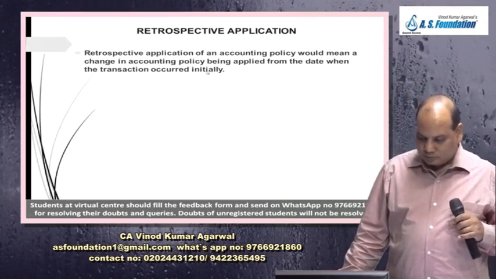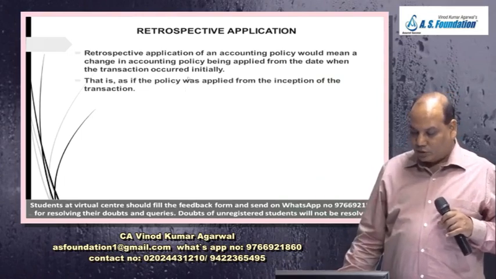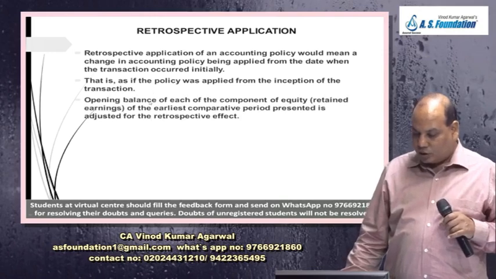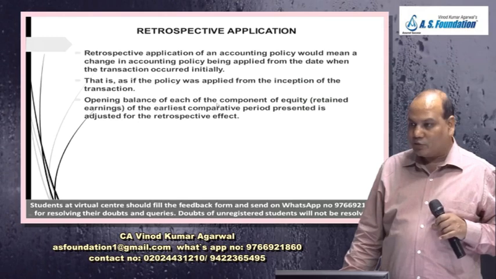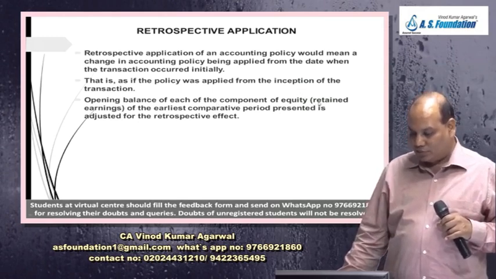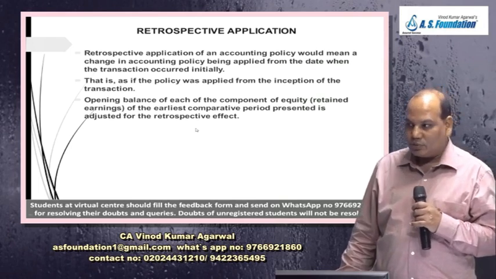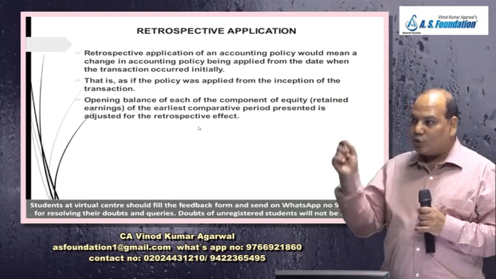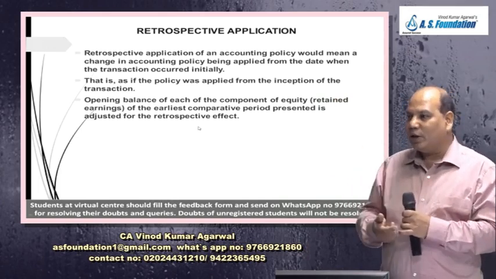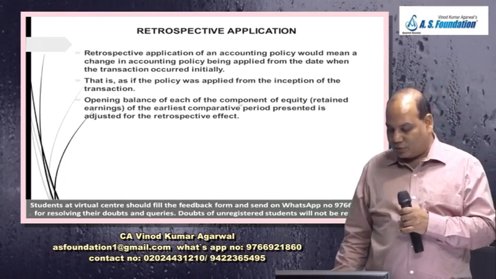Next is retrospective application that we have discussed, as if the accounting policies were applied from the beginning when the transaction had occurred initially. So now you have changed the accounting policy and you have to give retrospective effect. The opening balance of each component of equity (in brackets, retained earnings), usually of the earliest comparative period presented, is adjusted for the retrospective effect. So you will go to that earlier period when the transaction had occurred, give the effect of the new policy, find out what would have been the balance of the retained earnings, what would have been the balance of that asset or liability, and give the effect in the opening balance of each component of equity.